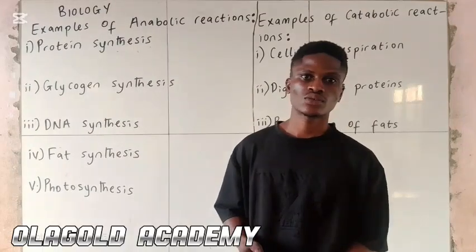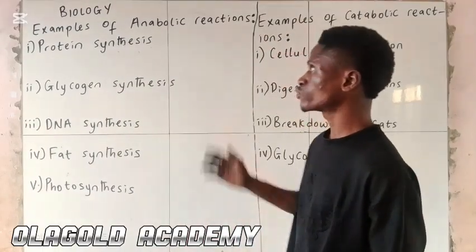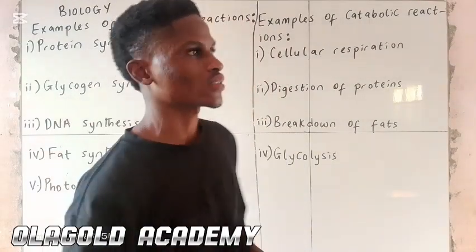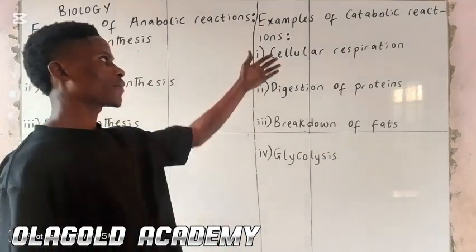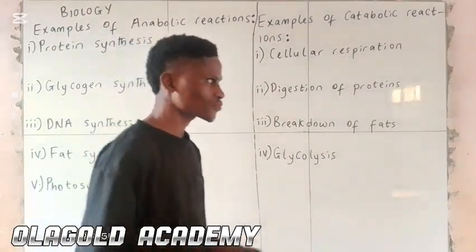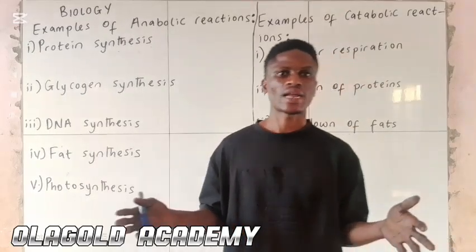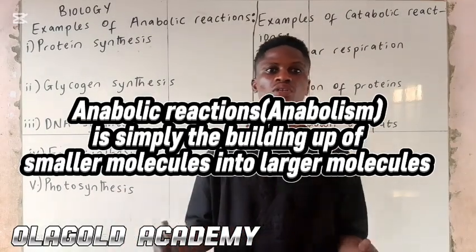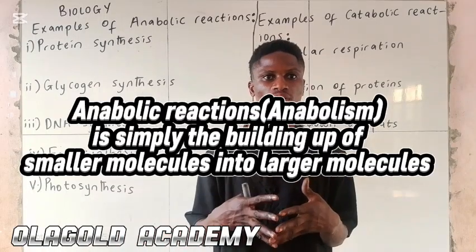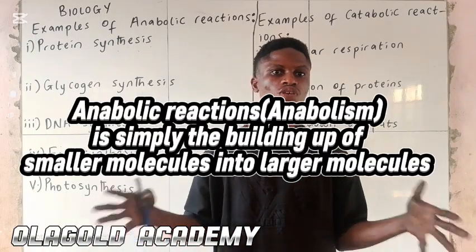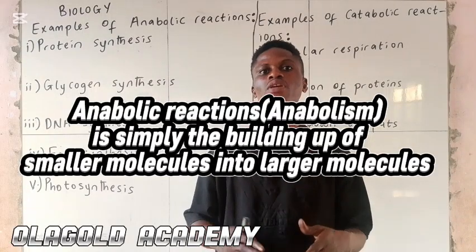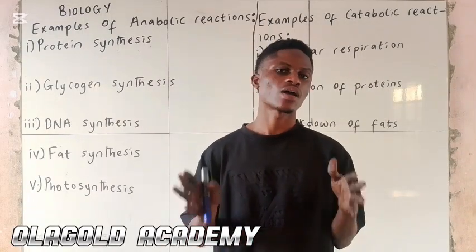For today's class, let's look at the examples of anabolic reactions and let's look at the examples of catabolic reactions. Now, what is anabolic reaction? Anabolic reaction is simply the building together or the coming together of smaller molecules to form bigger molecules. That is anabolism.